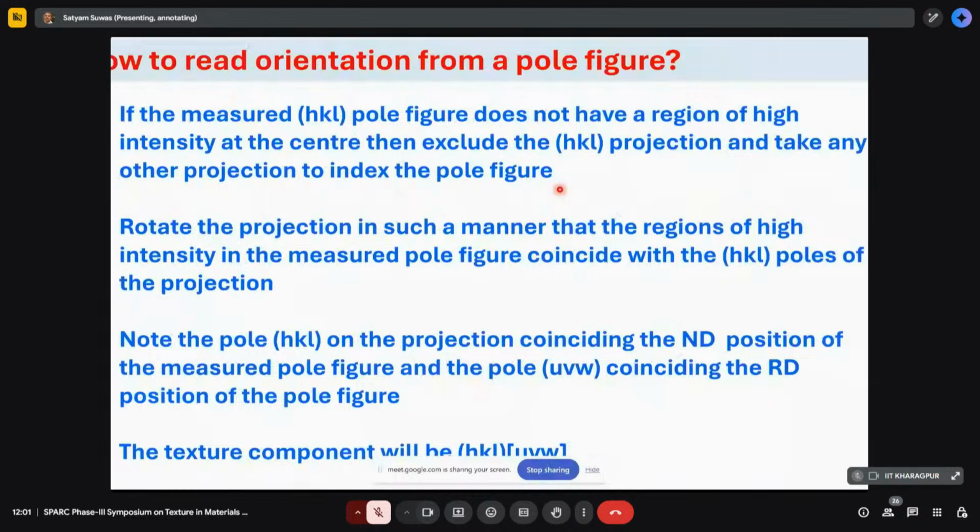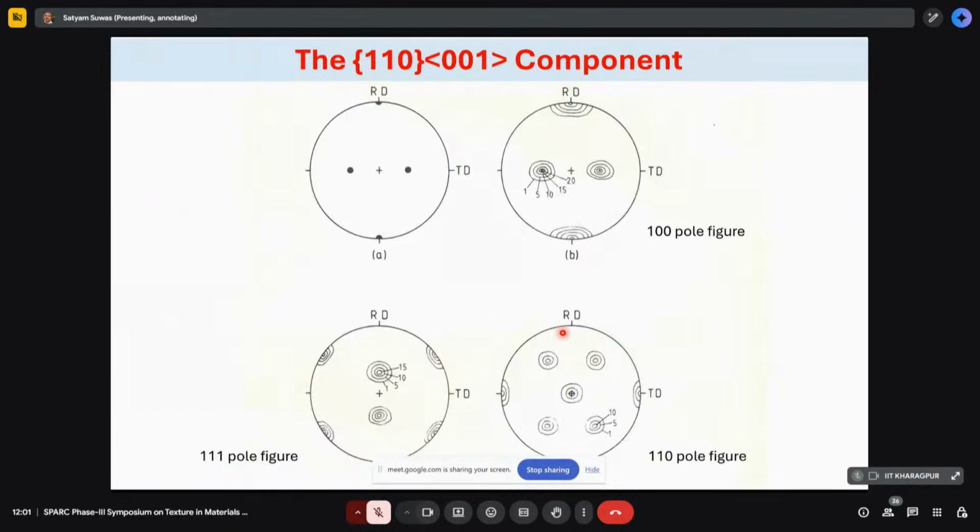So the last set of Miller indices represents the direction parallel to the sheet direction, and the first set of Miller indices indicates the plane parallel to the sheet plane. So this is the exercise that you do. I will leave these slides with Professor Biswas. He can circulate them if he wants.